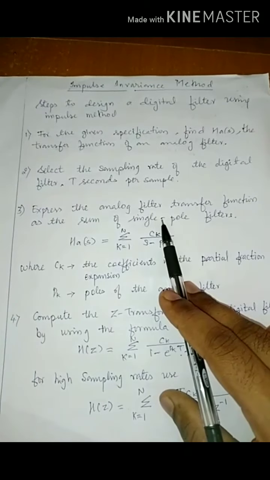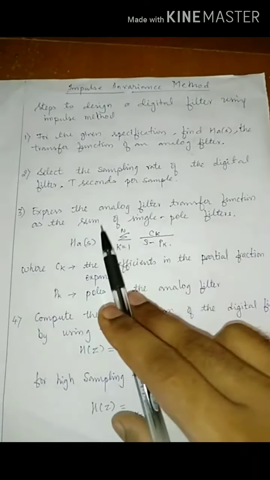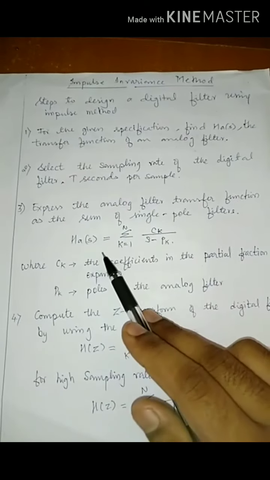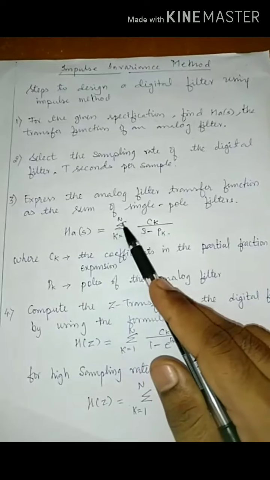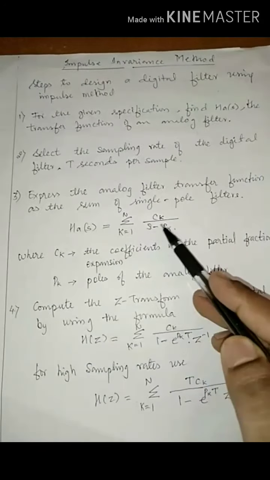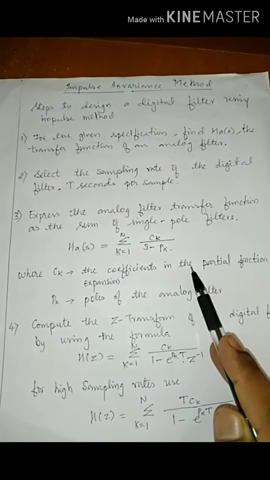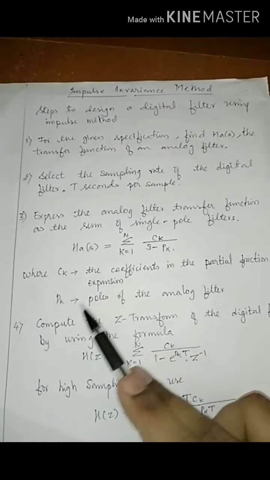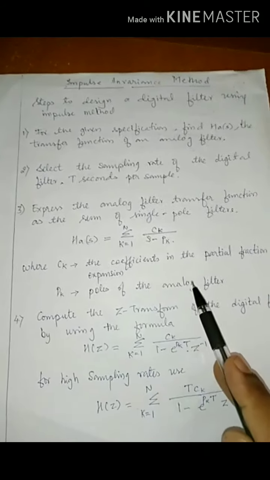Express the analog filter transfer function as the sum of single pole filters, that is H_A(S) is equal to the summation of k equal to 1 to N, C_k divided by S minus P_k, where C_k is the coefficient in the partial fraction expansion and P_k is the poles of the analog filter.